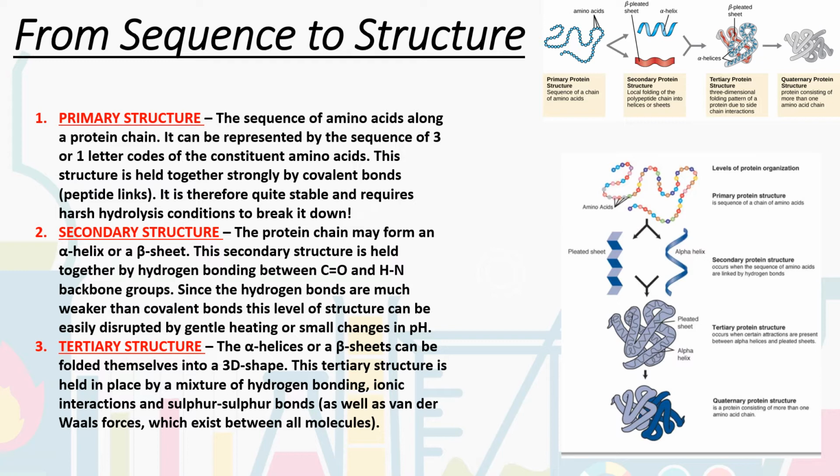However, we can then move from this primary structure and actually start to form the shape of the proteins. So the next thing up is called the secondary structure. This is where essentially we either form the alpha helix or the beta sheet that we saw on the previous slide. This secondary structure is held together by the hydrogen bonding mainly between the CO and the NH backbone groups. Since the hydrogen bonds are much, much weaker than covalent bonds, the covalent bond is an actual chemical bond, whereas the hydrogen bond is an intermolecular force essentially, this level of structure can be easily disrupted just by gentle heating or even really small changes of pH.